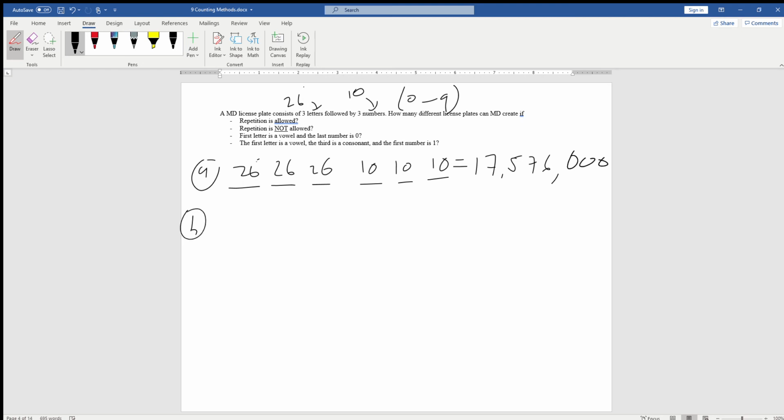For item B, what if repetition is not allowed? Well, with the letters, we have 26, 25, 24, but then we have a new group. We know that letters and numbers are independent, there's no overlap, so then it would be 10 times 9 times 8. We're going to stick that in the calculator, and this time I end up with 11,232,000.